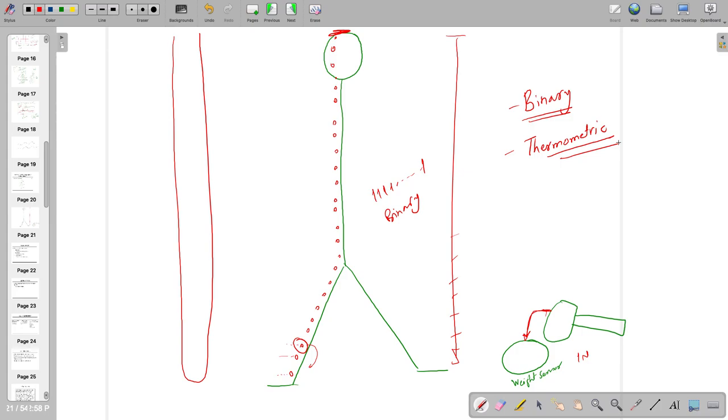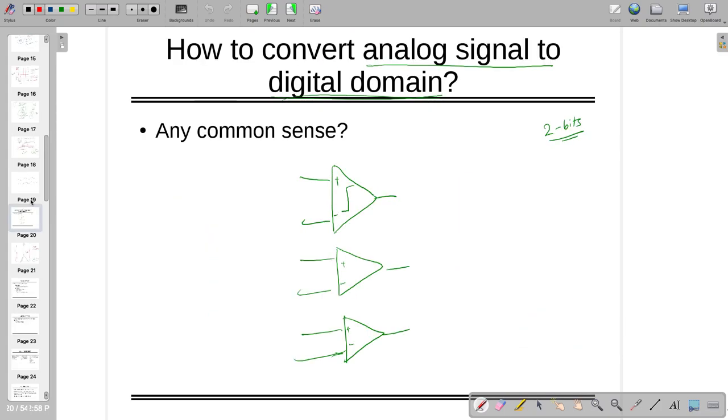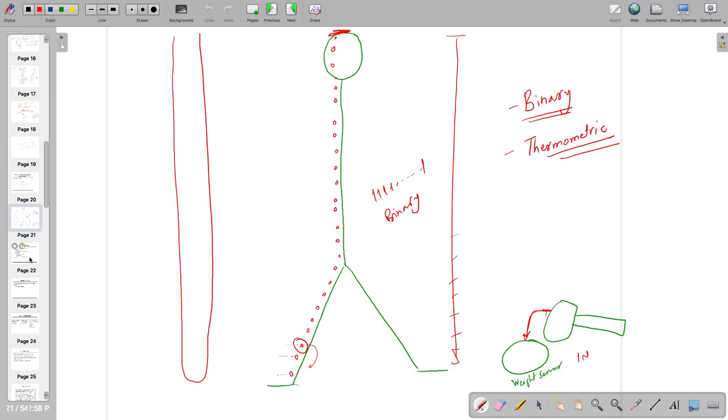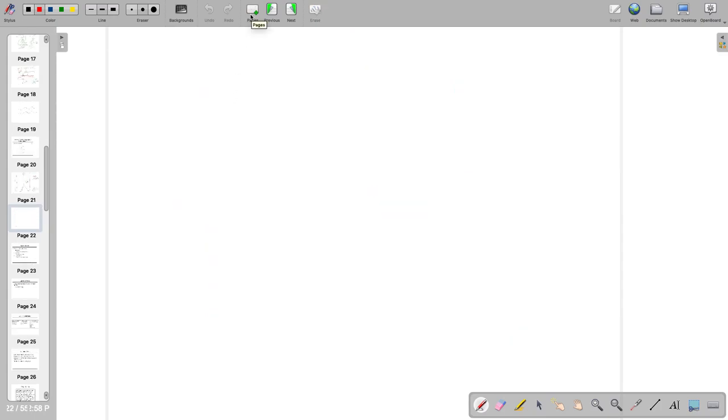So this is common sense, as Nazrul has told, by comparator. There might be something inside it which has some comparison, but this is the way. Do you have any other technique, any other way other than this one, comparison?